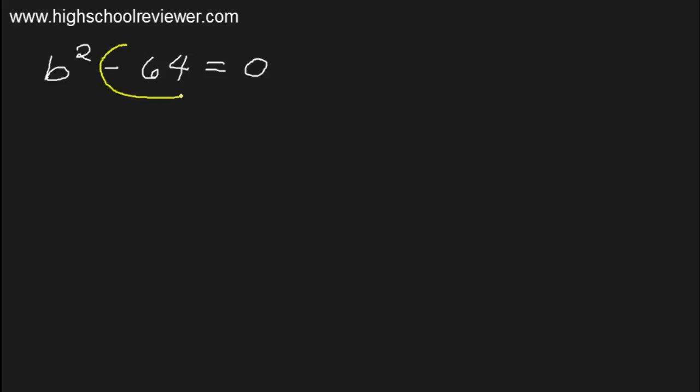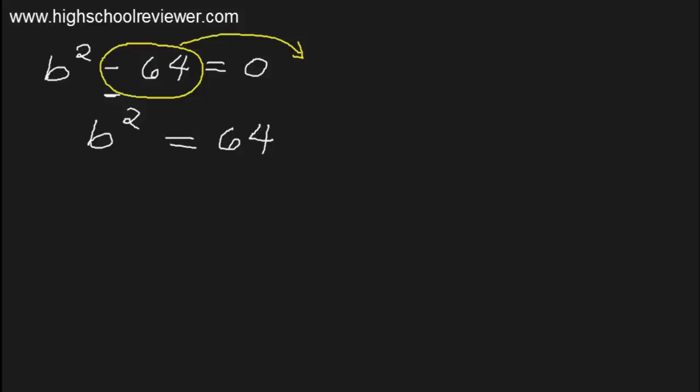So to separate them, we need to transpose negative 64 to the other side. So transposing, what will be left on the left side will be b squared. And if we transpose negative 64 to the other side, it will change its sign. This will become positive 64. And then to find the value of b, we need to extract the square roots.